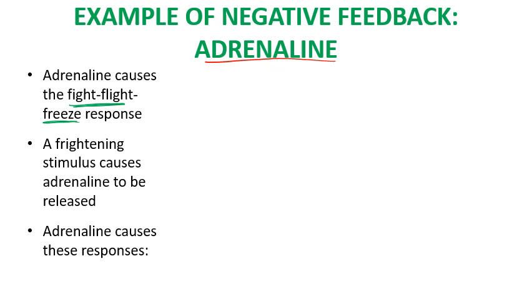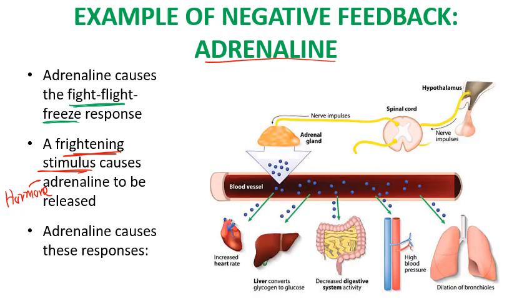So a frightening or a dangerous stimulus is what causes adrenaline to be released, and adrenaline is a hormone. And it gets released from the adrenal glands, which we'll look at in a second. And then adrenaline causes a whole lot of responses. So this diagram is a summary of what happens. Let's follow it along using the stimulus response model, which is always helpful.